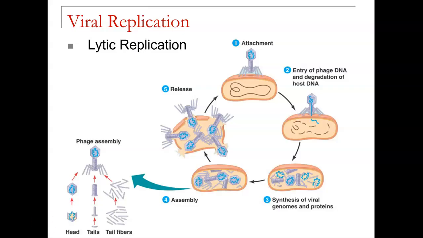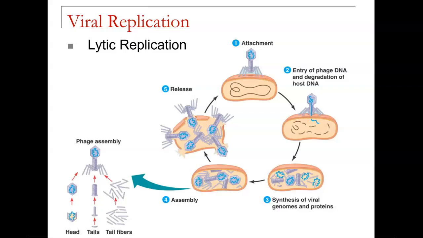So usually we're going to work with lytic replication. And that usually results in the death and lysis of a host cell. You're going to have 5 main stages in lytic replication cycles. First, you have what's known as the attachment. The virion is going to attach to the host cell, and that's dependent upon chemical attraction and precise fit between the tail fibers of the virus and the receptors of that host cell surface. So if they don't fit perfectly, it's not going to be able to attach.